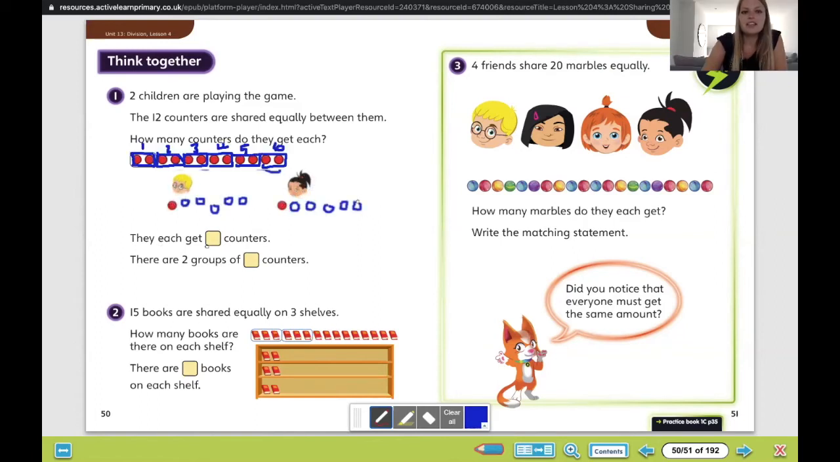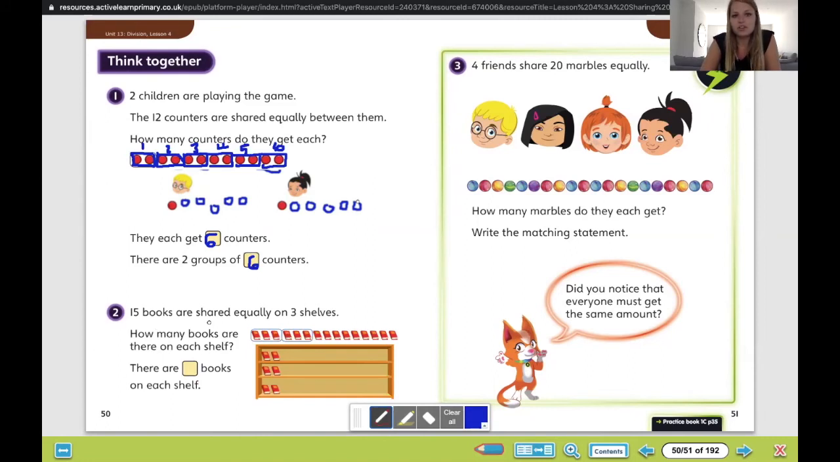So they each get how many counters? They each get 6 counters. Brilliant. There are 2 groups of how many counters? 6. Well done. Fantastic. Let's look at question number 2.